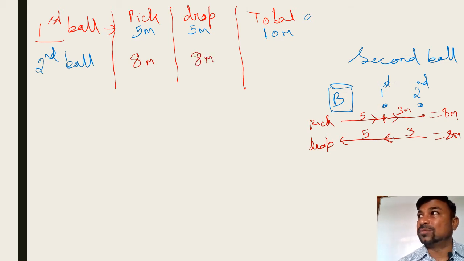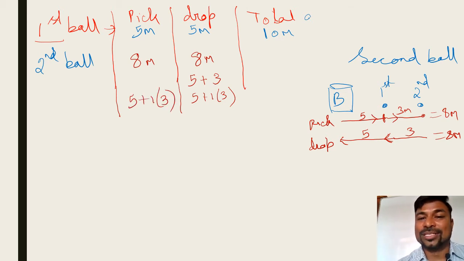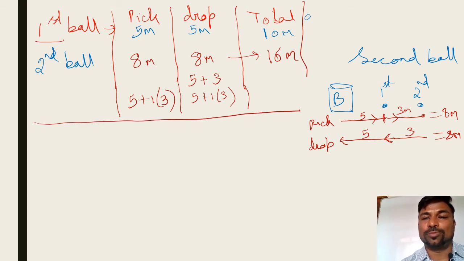What is this 8 meters becoming? 8 meters is nothing but 5 plus 1 into 3. Let me write it like this. For the drop also, 5 plus 1 into 3. You will get the trick why I'm writing like that. So the total distance she has traveled is nothing but 16 meters. So to pick the second ball, she has traveled how many meters? 16 meters.